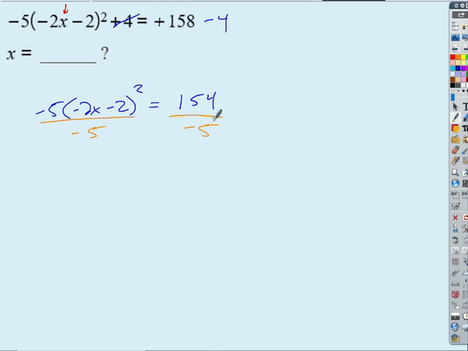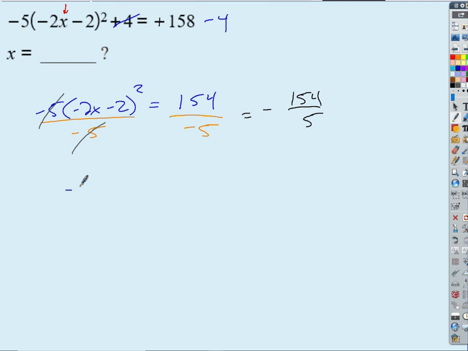Okay, so then that cancels the negative fives, and over here we're going to get a negative 154 fifths. Good? Okay. So now I've got a quantity squared, so the next step is square root.